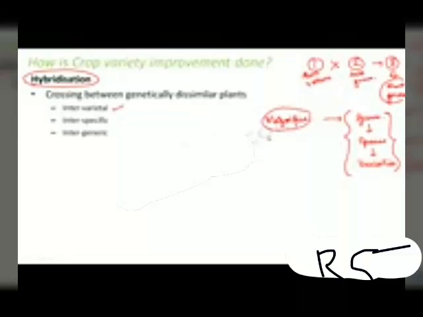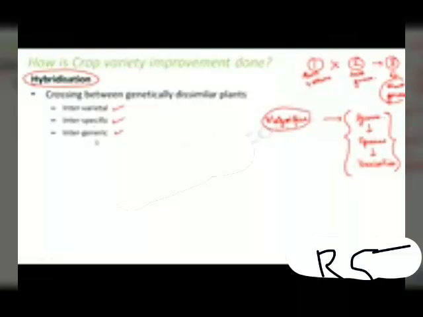Right? So if you take one Alfonso mango and one Himsagar mango, both of them belong to the same genus. Maybe they belong to the same species, but they are two different varieties. So hybridization can happen between two different varieties of the same species. It can be interspecific. You can take two objects of two different species, maybe of the same genus, but belonging to two different species. There also hybridization can happen. It can also happen intergeneric. That means between two different genus.